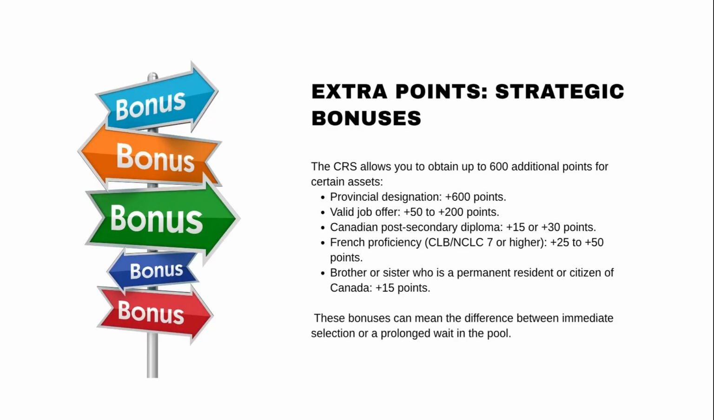In addition to the basic points, you can earn some very important bonuses. The most important, a provincial designation gives you 600 points at once. But you can also get points for a validated job offer, a Canadian diploma, your level of French, or the presence of a sibling in Canada. These bonuses are often decisive, especially for those with an average profile. We'll go into them in more detail later.